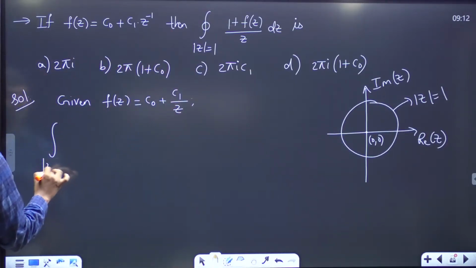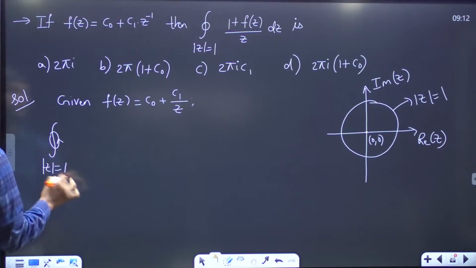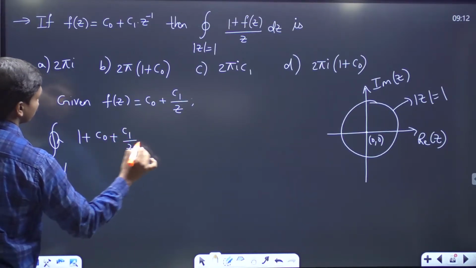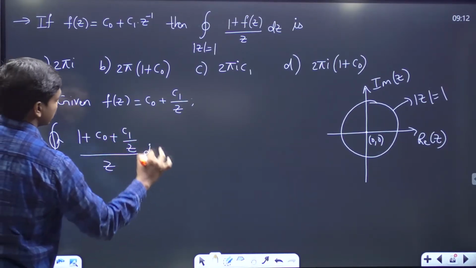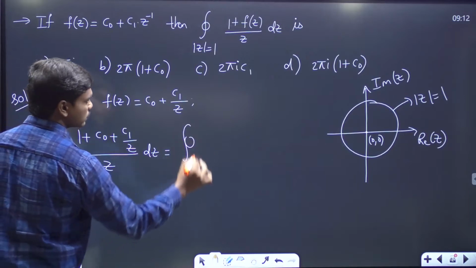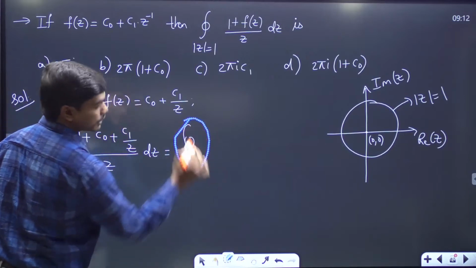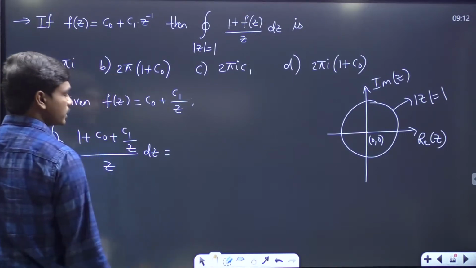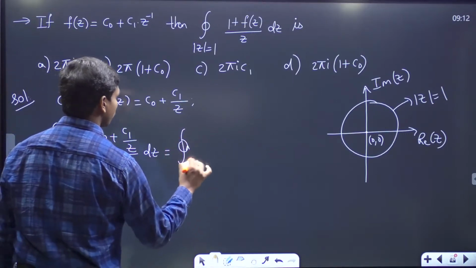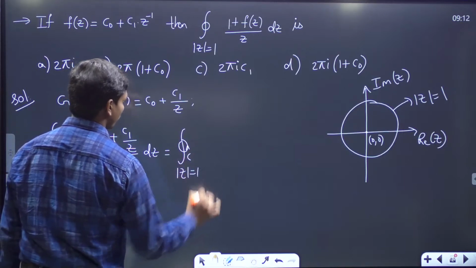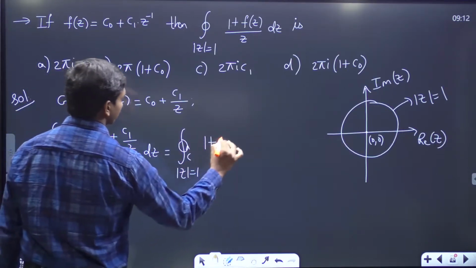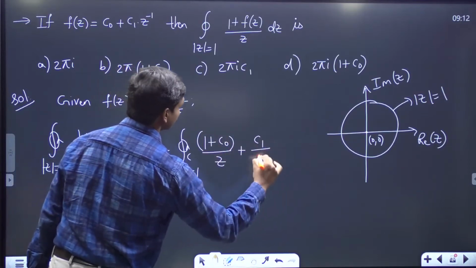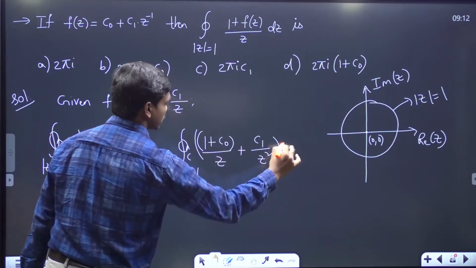So the integral over the closed curve |z| = 1 of (1 + f(z)), which is c0 plus c1 by z, whole divided by z dz. Oh, for this, the answer is D, correct? Yeah, answer is D, I guess. So the cyclic integral over C, |z| = 1, of 1 plus c0 by z plus c1 by z square dz.